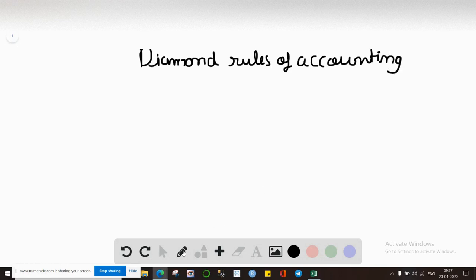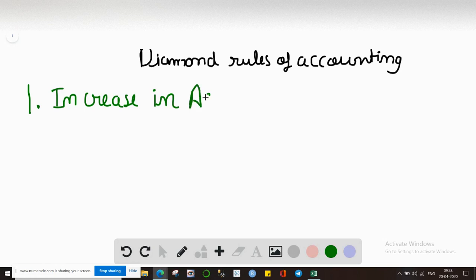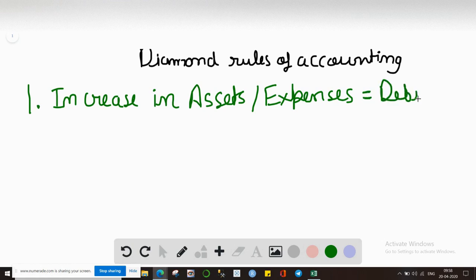These rules are very straightforward, and there is no logic behind them. These are the traditional methods. But the diamond rules of accounting have been invented just, let's say, 5 to 6 years ago. So there are five types of accounts, and for all five of them, we will record the journal entries, or we can say financial transactions, in the books of accounts, following the diamond rules of accounting.